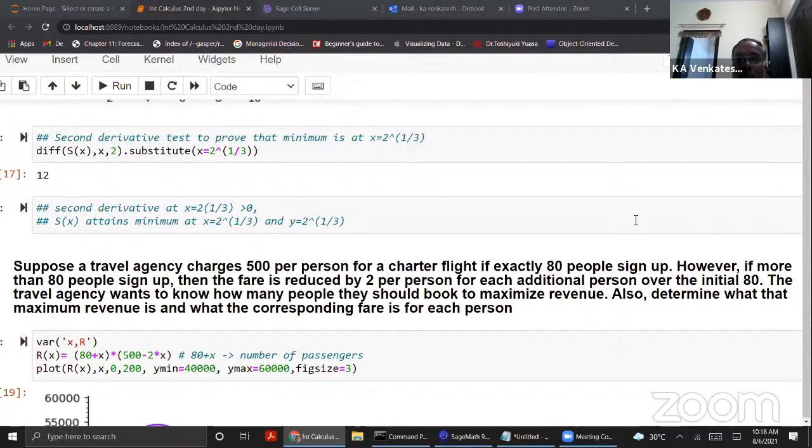Once you understand one particular model, we can do the similar thing in the same way. Here, the ticket charge is 500 if exactly 80 people sign up. For every person added, the number of passengers increases by 1 and $2 is reduced. We don't know how many people are going to sign up, so 80 is the minimum. So 80 plus X is the number of passengers, and the cost per passenger becomes 500 minus 2 times X. So this is what we have.